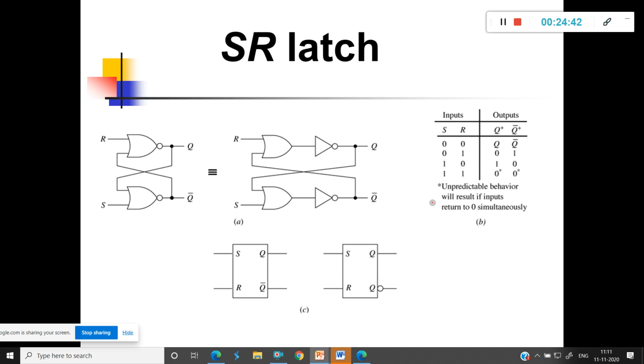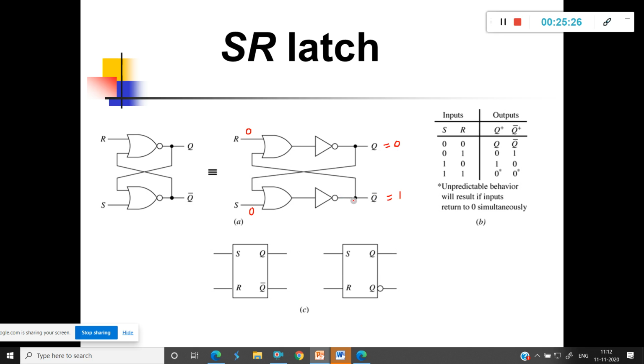Let me consider now. First, this is a truth table defining the inputs S and R, and the outputs Q plus and Q plus bar. Q plus indicates the next state, and Q plus bar is the complement of the next state. Let me put in these values and see what I get. S is 0, R is 0. Let me assume that Q is 0 and Q bar is 1. Q and Q bar are always complement to each other. So Q is 0, Q bar is 1.